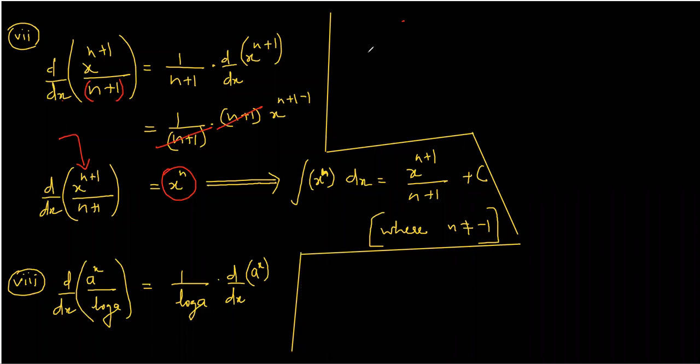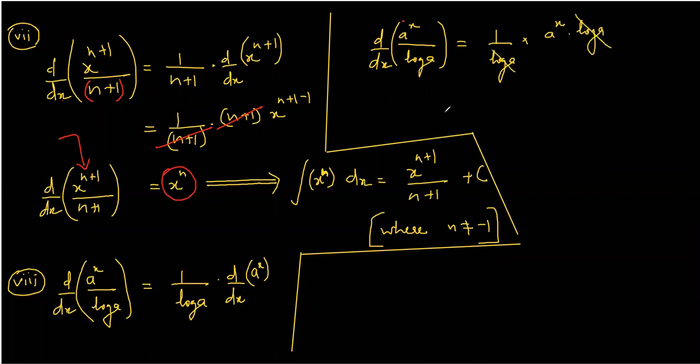So d by dx of a raised to x upon log a will be 1 upon log a into d by dx of a raised to x, which is a raised to x log a. And what will happen? This log a cancels. So therefore d by dx of a raised to x upon log a equals a raised to x. See, you are left with a raised to x only.